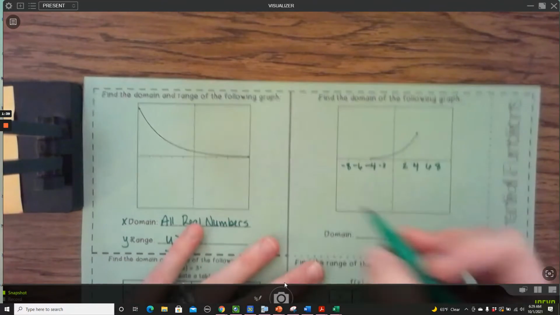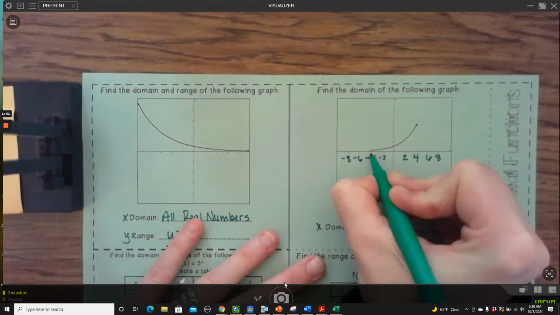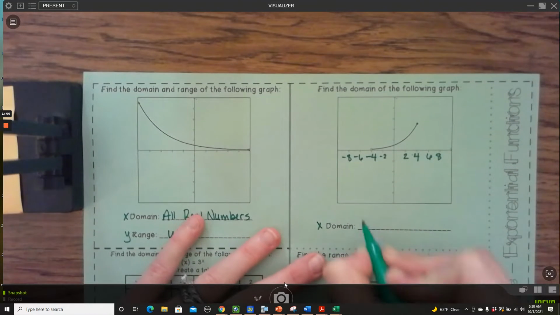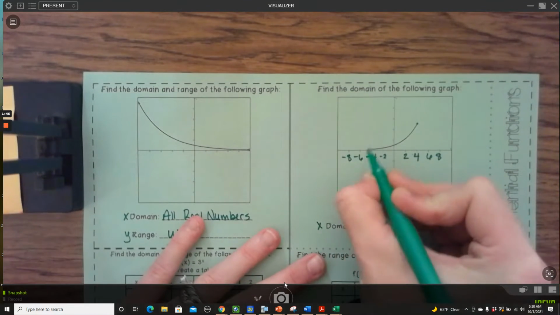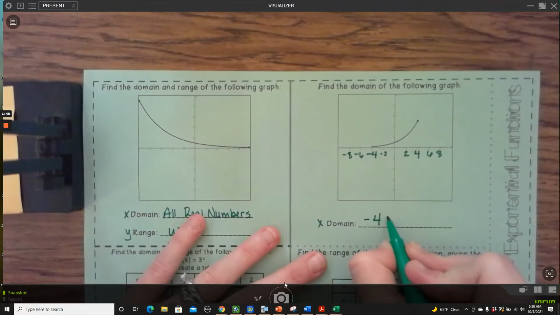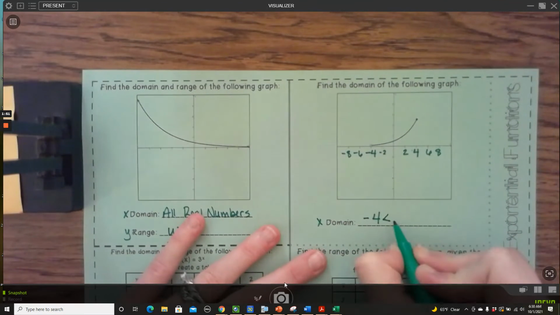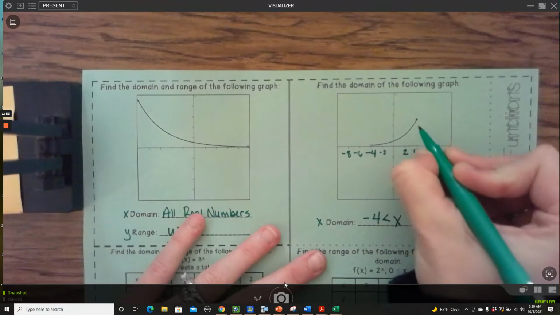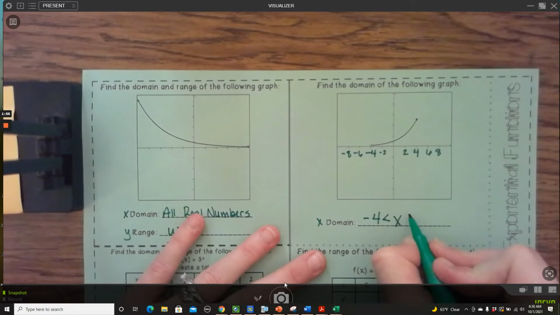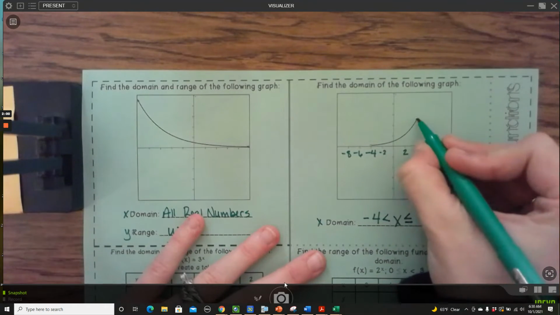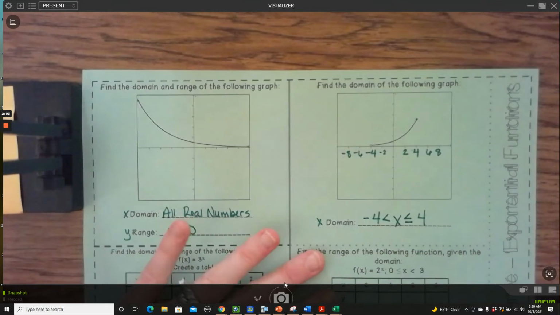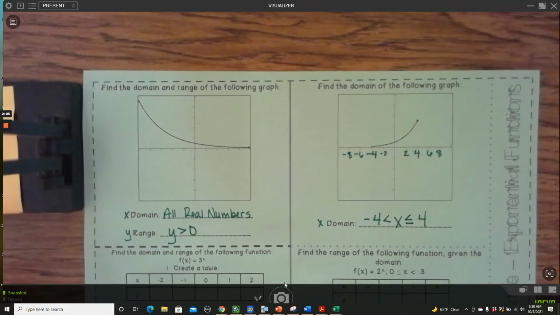So the domain, again, is our x values. Our smallest x value right here is a -4, and we've got an open circle. Remember, with an open circle, we use the less than sign, with x in the middle. Our other endpoint is a solid circle, so that's less than or equal to, and that x is at a +4. So our domain would be -4 is less than x, which is less than or equal to 4. Again, it's just wanting the x values.